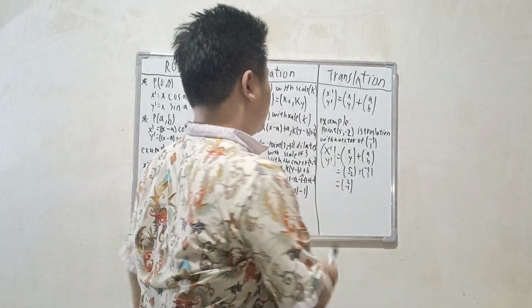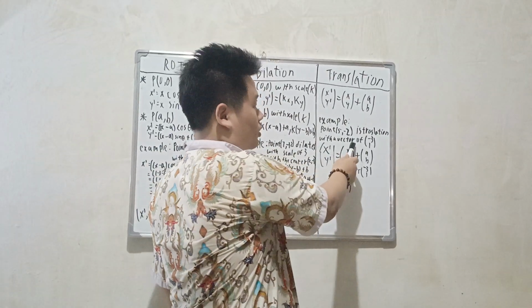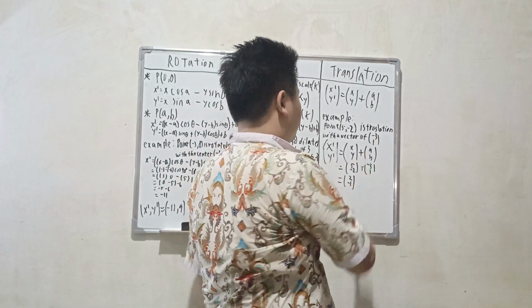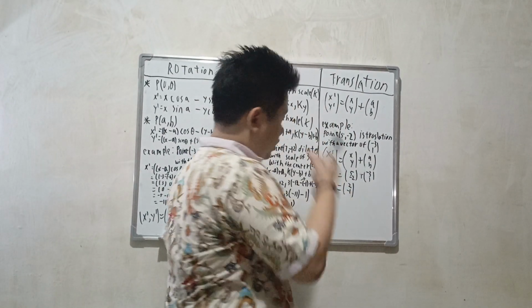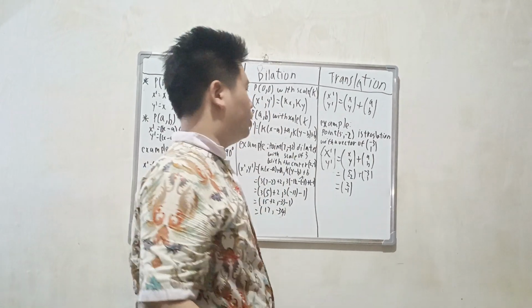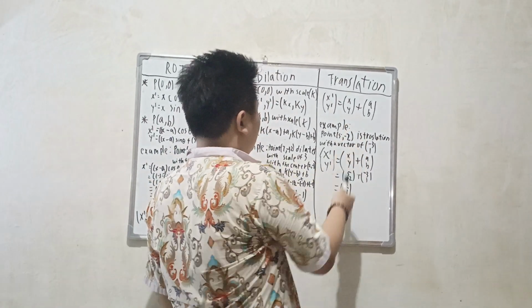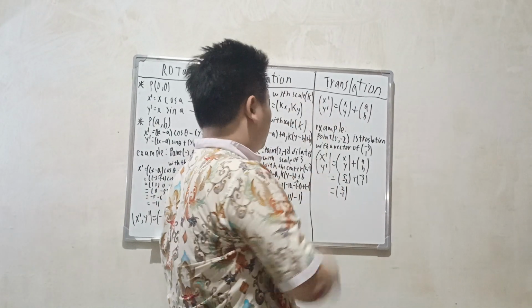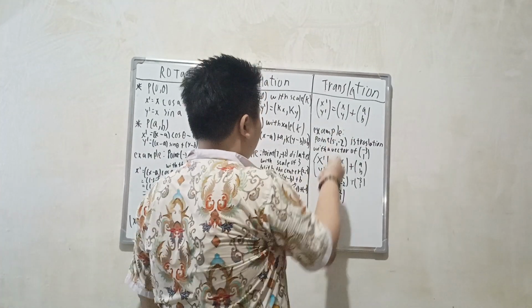is translated with a vector. Now this is different. This is a vector of minus 3 and 1. So for those who are wondering what a vector is, it is actually the a and b. So x and y is 5 and minus 2, and for the a and b is minus 3 and 1. So we substitute into the formula.